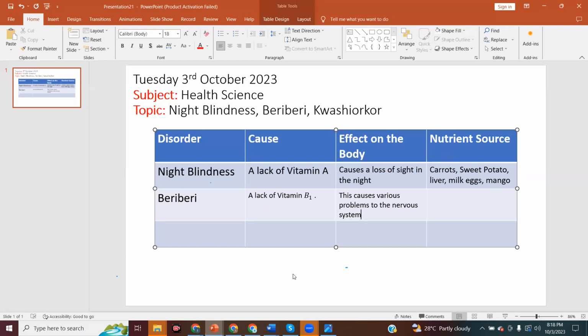So you learned about beriberi before? Yes, I'm actually reading it from my grade 8 book. Okay, grade 8. So yeah, it can cause those types of effects to the body that you mentioned.